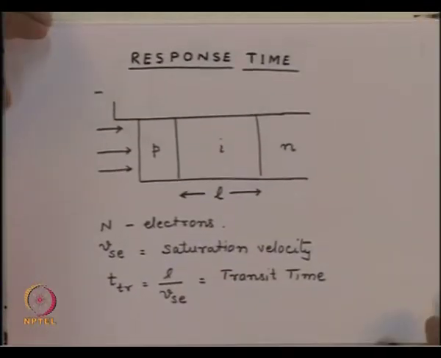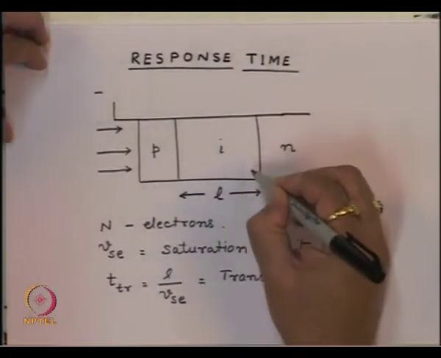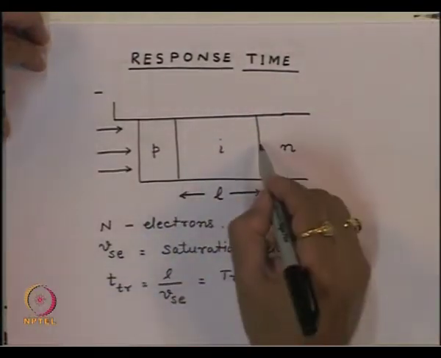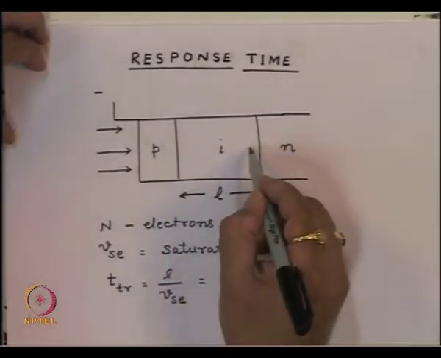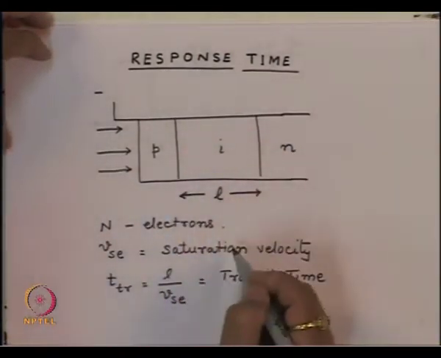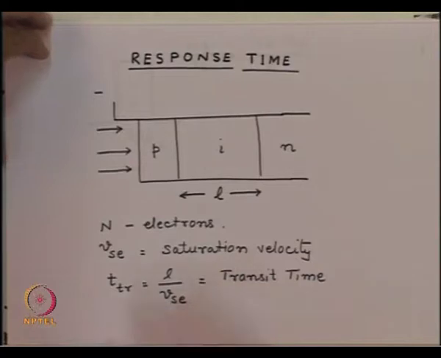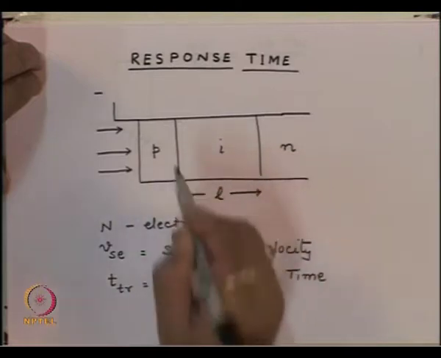Similarly, if the light was incident from the N side and most of the carriers were generated very close to this N edge, then the electrons will be collected very quickly and the holes will pass through the intrinsic layer, but the holes have different mobility. So, the saturation velocity for the hole will be different from the saturation velocity of electrons. Typically, there is a factor of 4 difference between the saturation velocity for electrons and holes. So, the holes will take a longer time to cross this.